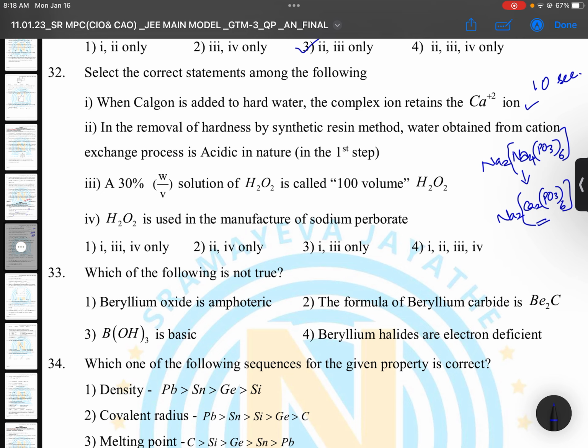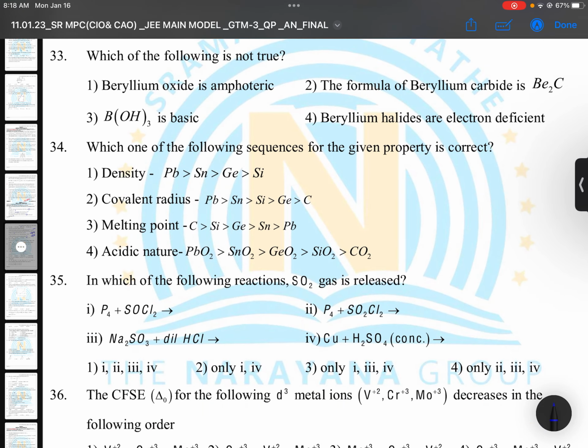In the removal of hardness by synthetic resin method, water obtained from the cation exchange process is acidic in nature. Right, because H plus ions are coming to the resin and sodium, calcium plus 2, magnesium plus 2 ions are removed. So this is a right statement. A 30% weight by volume solution of H2O2 is called 100 volume. Right statement. Perhydrol H2O2 is used in the manufacture of sodium perborate. All statements are right.